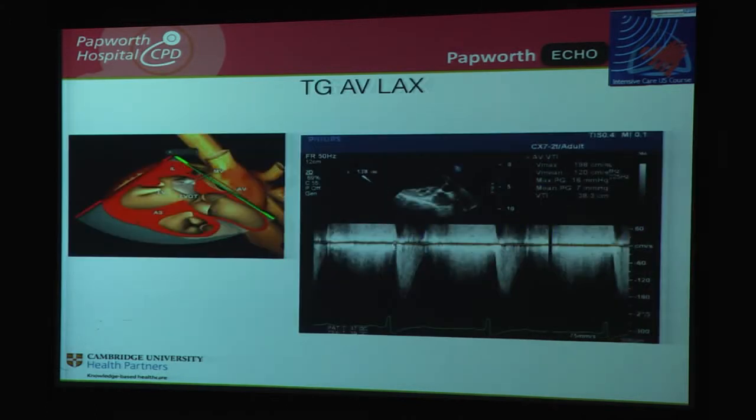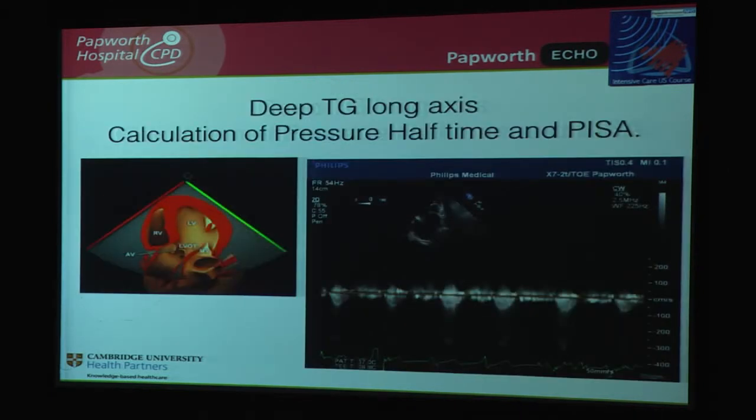Then I would move into the transgastric AV long axis view. So the view is developed by advancing the probe a bit further from the mid-esophageal view and increasing the multiplane angle to about 120 degrees. This view is important because it helps you to line up the continuous wave Doppler and the pulse wave Doppler along the LVOT and the aorta. So it helps you to measure gradients.